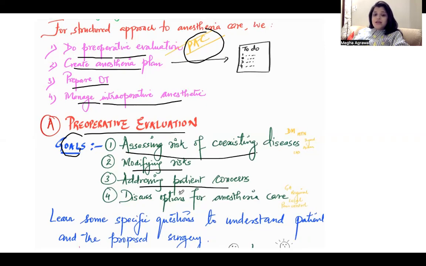So that's why it's very important, and discuss the options for anesthetic care. Sometimes one case can be done under regional and also under general anesthesia. So you have to discuss with the patient also. There are patient preferences also. So learn some specific questions to understand the patient and the proposed surgery.